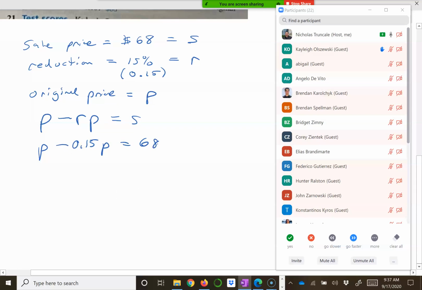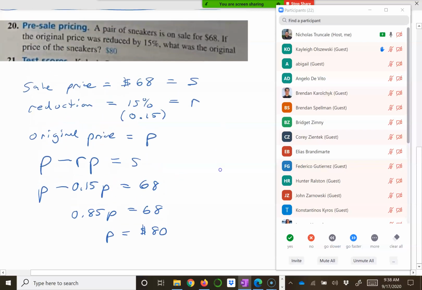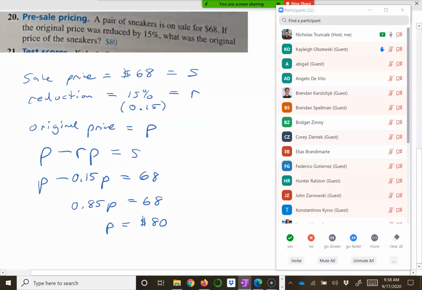All right, so we can actually do this subtraction on the left-hand side, right? Because there's really a 1 in front of this P. So 1 minus 0.15 is going to be 0.85 P equals 68. So the P, the original price, is 68 divided by 0.85. And when you do that, you're going to get $80. And I believe that's what the answer is there in the book. Okay.